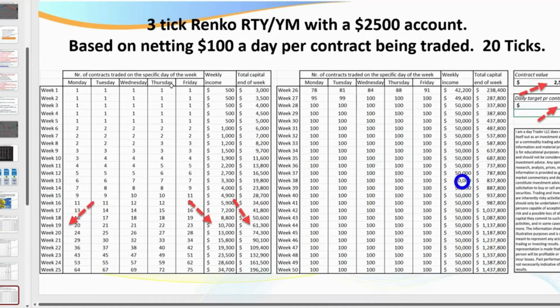Now, what if you only went for 20 ticks a day? You're being really conservative. You say you might be an older gentleman or lady, and you think, well, what, I just want to get in there and just really get in, get out, wrap it up for the day. Trading the way that I teach you, 2,500 a day, you can see where you are in 19 weeks if you started off with 2,500.